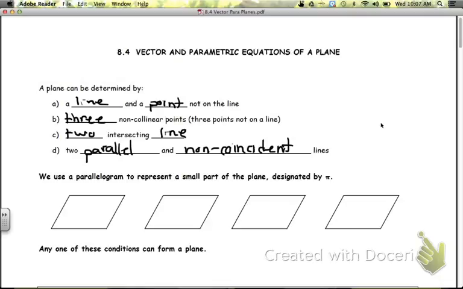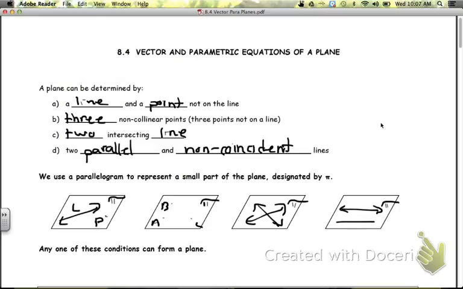We can give you a visual of this, where we use parallelograms to represent a small part of the plane designated by pi. Here we have our line and our point, say our point's over here. Then we have our second example, 3 non-collinear points, then 2 intersecting lines, and then 2 lines that are parallel and non-coincident. Any one of these conditions can form a plane.